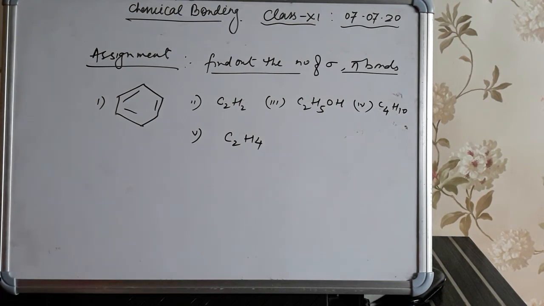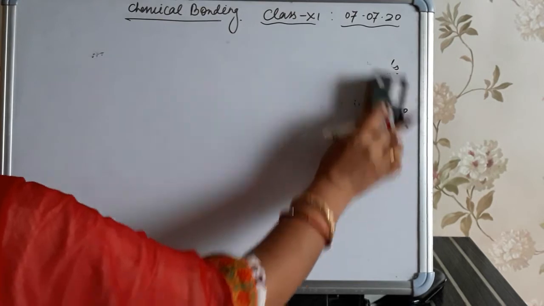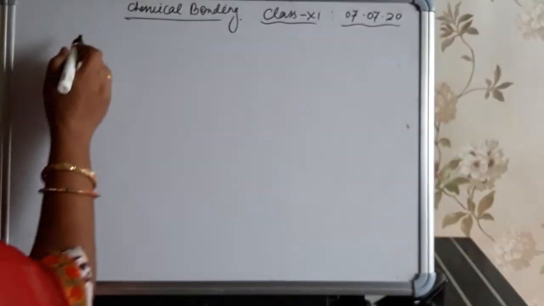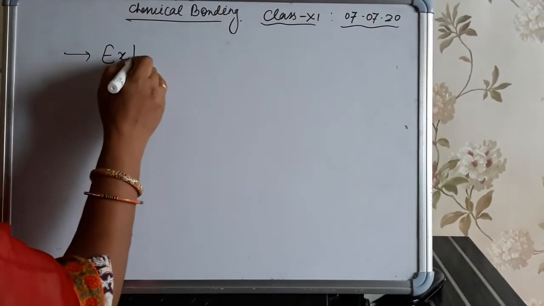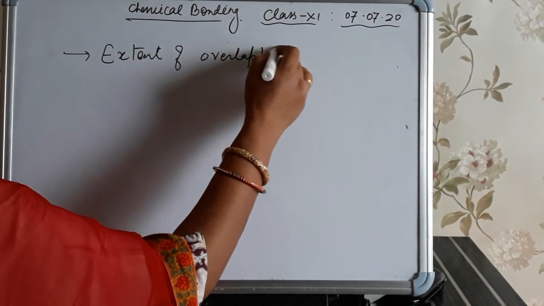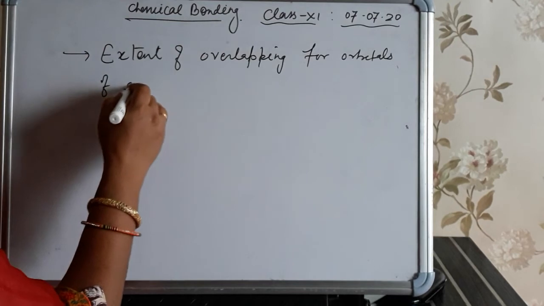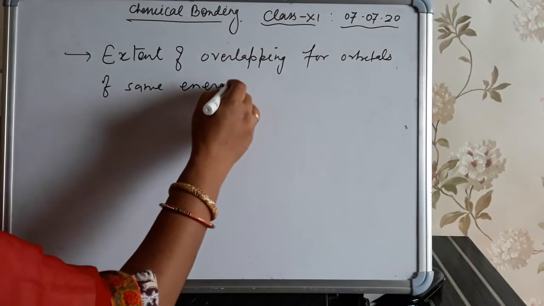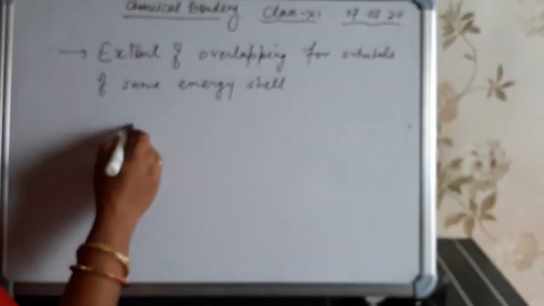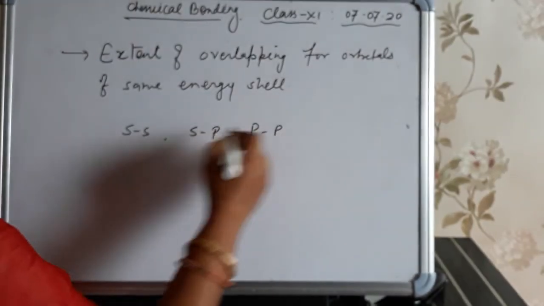Now next, extent of overlapping for orbitals of the same energy and shape: s and s orbital, s and p orbital, and p and p orbital.